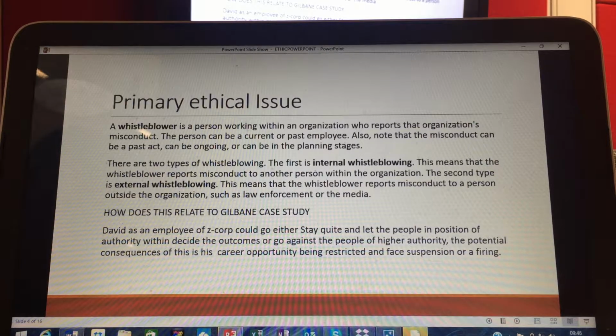David, as an employee of Z Corp, could either stay quiet and let the people in higher positions decide the outcomes, or go against the people of higher authority. But the potential consequences of this are his career opportunities being restricted and facing suspension or a firing.